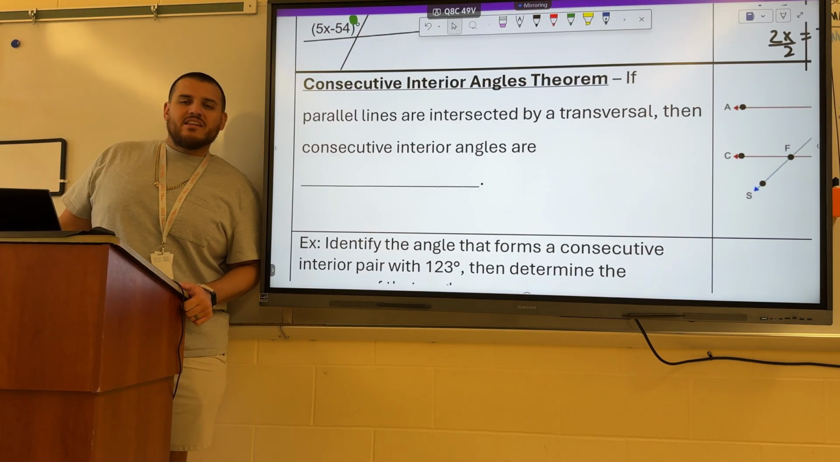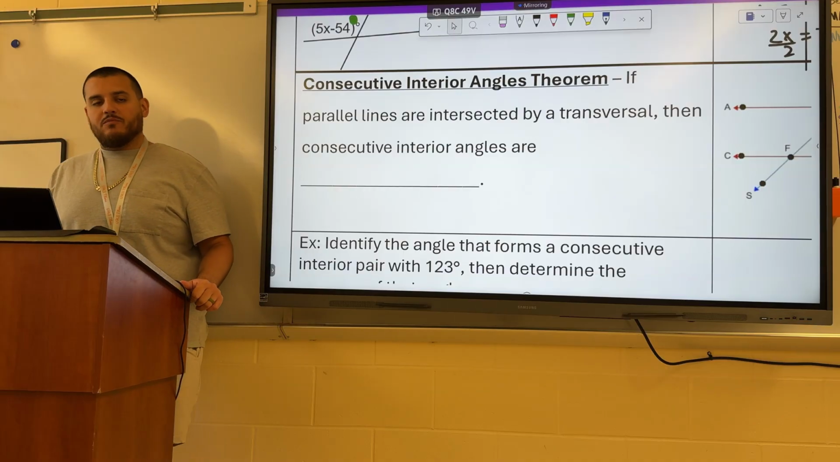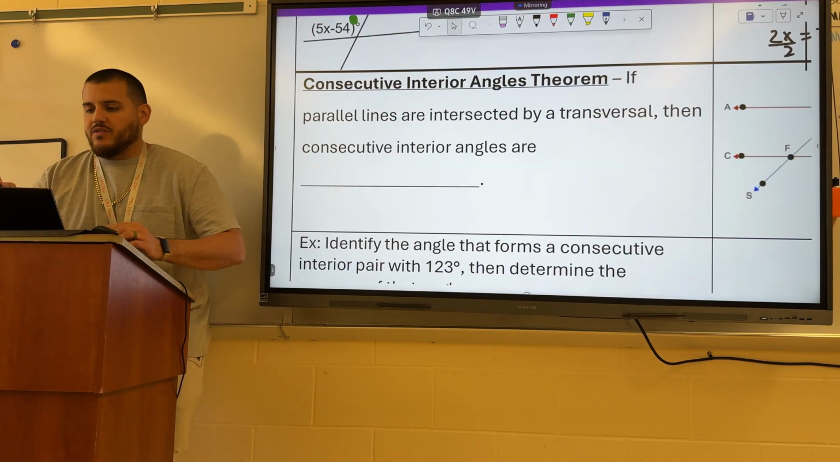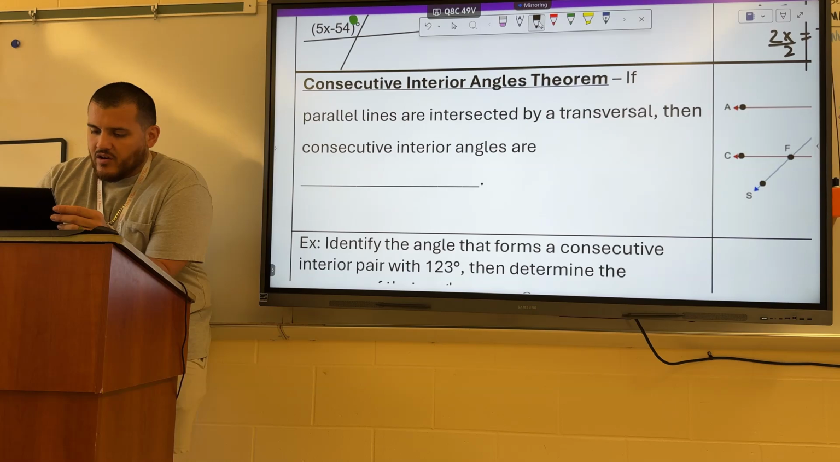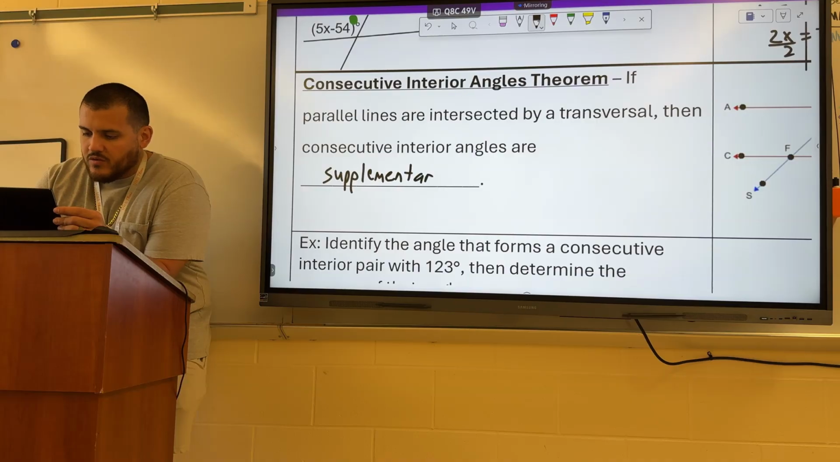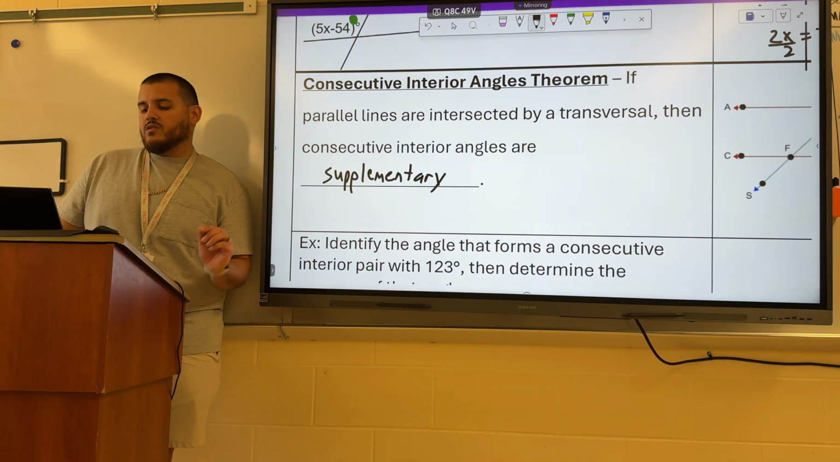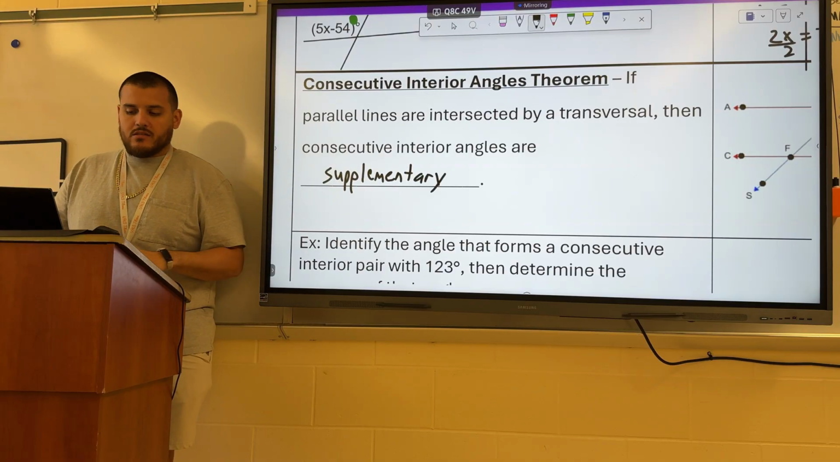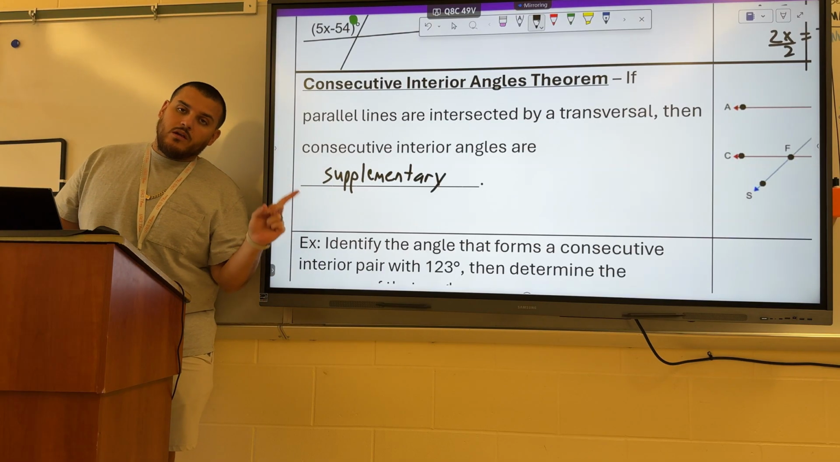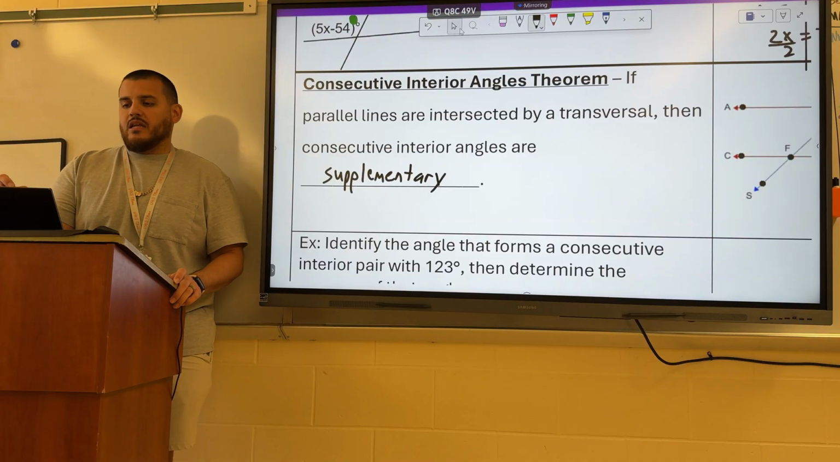Next, we have our consecutive interior angles theorem. It says if parallel lines are intersected by a transversal, then consecutive interior angles are supplementary. This is the one that students tend to struggle with the most, both visually and mathematically, remembering about consecutive interior angles. So on parallel lines, those angles are going to be supplementary. Remember, that means they add up to 180 degrees.